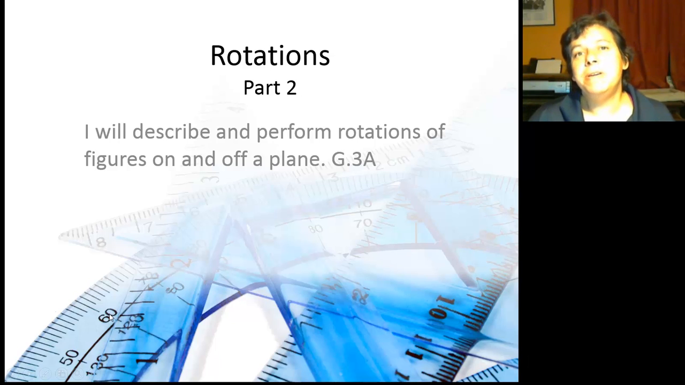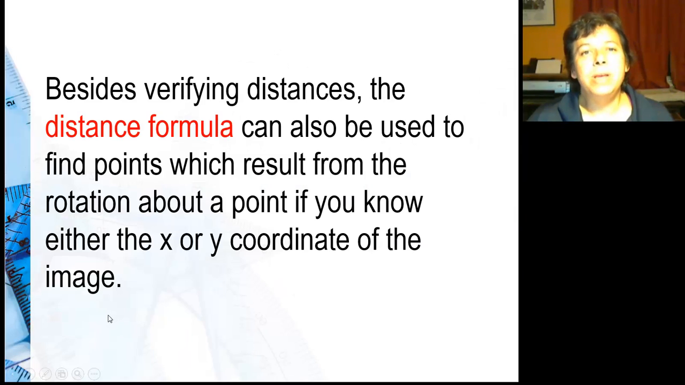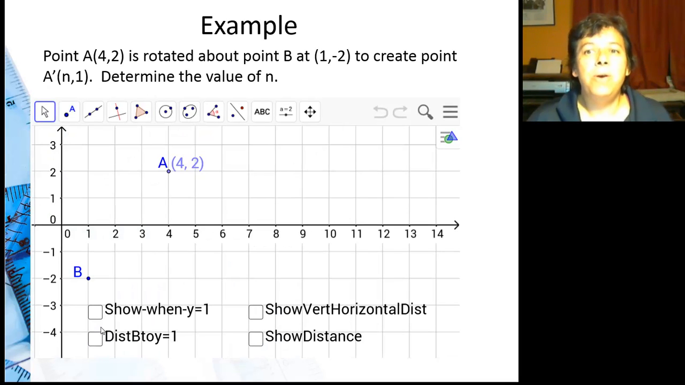In addition to verifying that points are rotated, we can also use the distance formula, or really the Pythagorean theorem, to find other points created by rotation. So I have point A, which is (4, 2), and it's rotated about point B at (1, -2). So I'm going to go ahead and rotate that to create a point (n, 1).